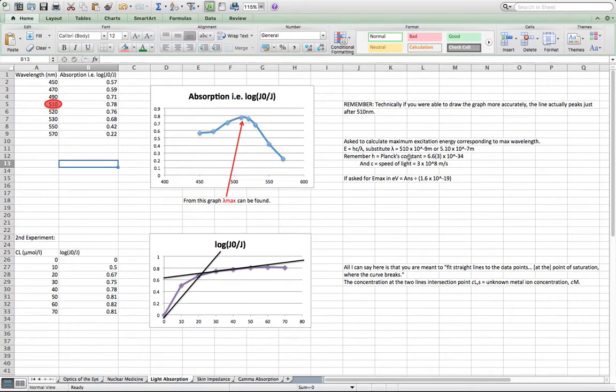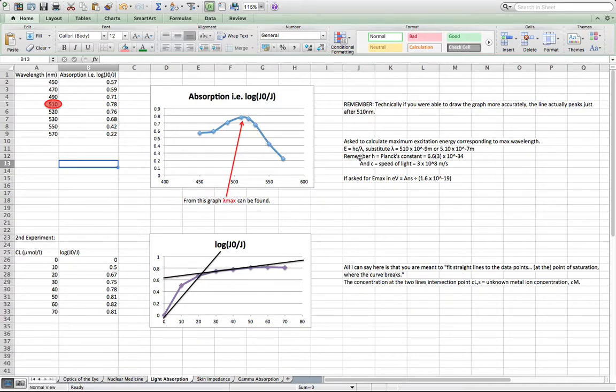Then from this maximum wavelength, this lambda max, you could be asked to calculate the maximum excitation energy. So this is the energy of the photon that corresponds to that wavelength of light. For this you need the equation E equals hc over lambda, whereby you have to substitute the maximum wavelength, so 510 nanometers, into that equation, remembering to put it in terms of meters, as that's the standard unit of wavelength.